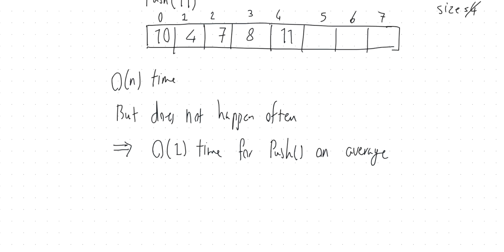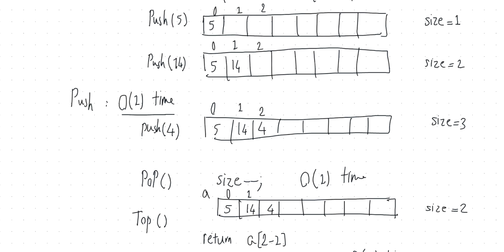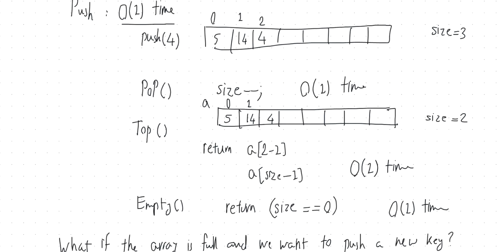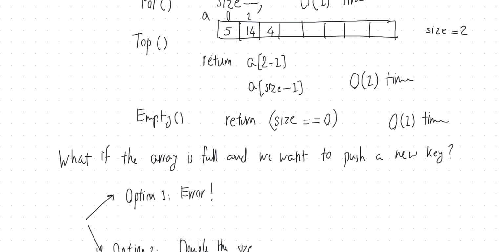Okay, and the time complexity of different operations. So push is, in the worst case, order n, but on average, constant time. Pop is constant time. Top is constant time, and empty is also constant time.